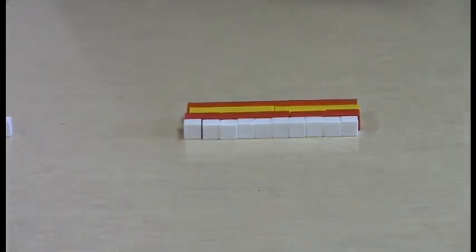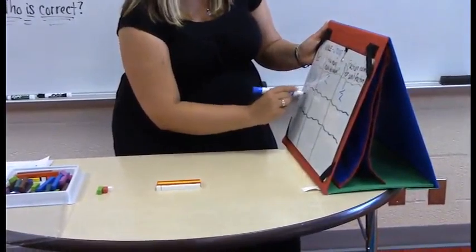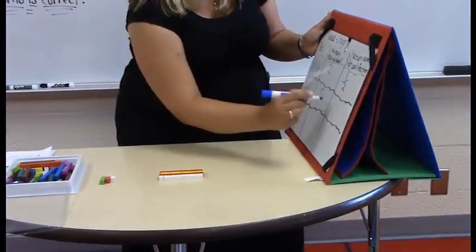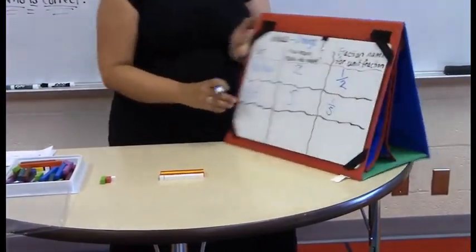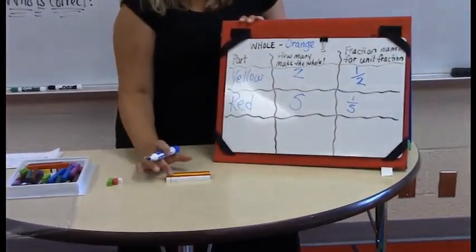And so when students would write this out, we're going to go back to the red for a second. They would say that the red rod, it took 5 of them to make the whole, and the unit fraction would be 1/5. 1 is our numerator, it is the number of pieces.